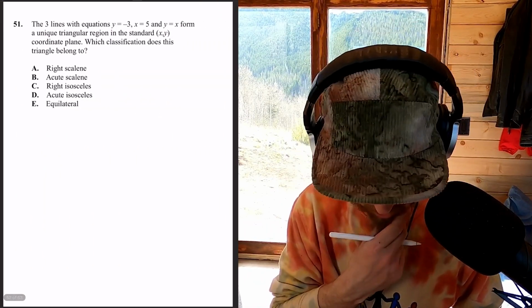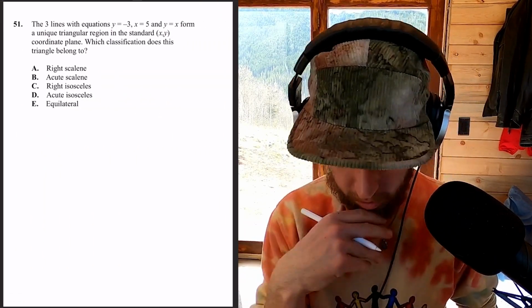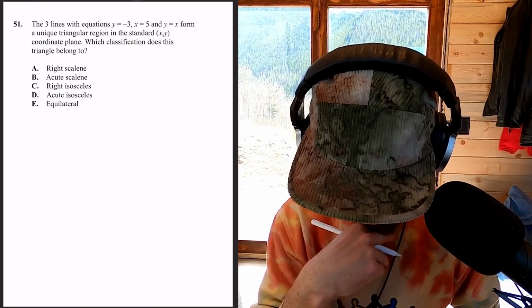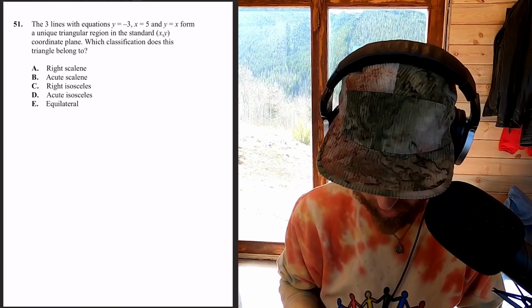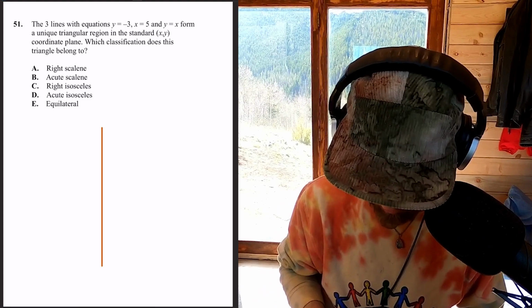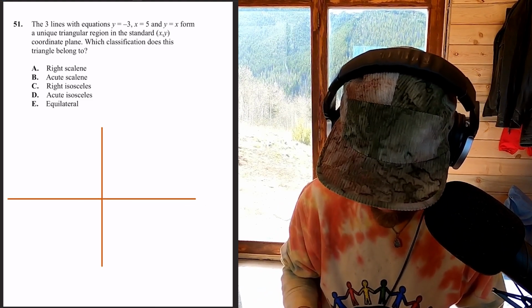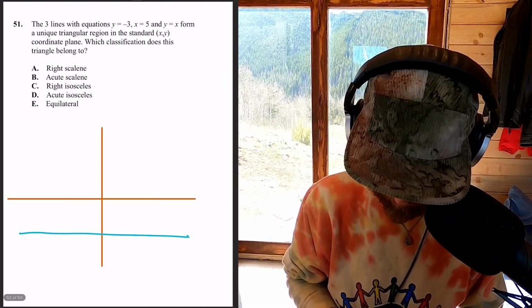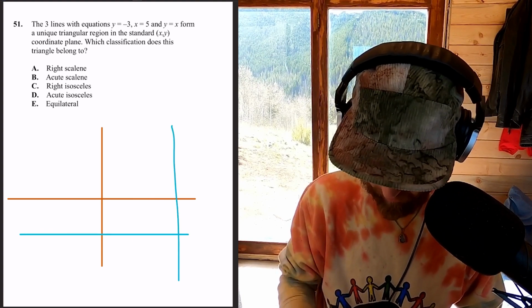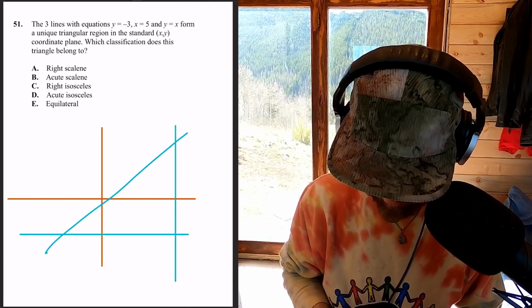I have 3 minutes left to try to score as high as I can so I can get into college. The 3 lines with equations y equals -3, x equals 5, and y equals x form a unique triangular region. What classification does the triangle belong to? Let's just visualize it really quick. Okay, y equals -3, that's down here. X equals 5, that's about right here. And then y equals x looks like this.